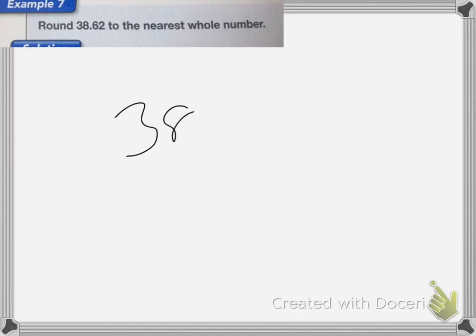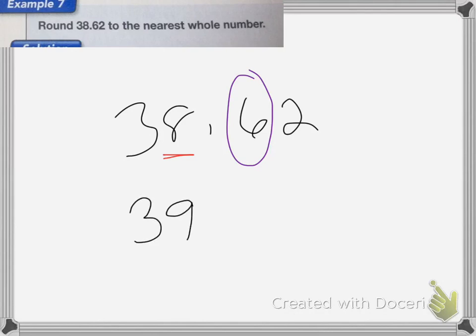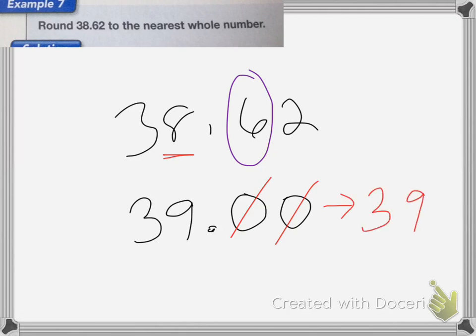Okay. This one, round 38.62 to the nearest whole number. So I have 38.62. My whole number would be the ones place. Okay. I look to the next number to tell me how to round it. The 6 tells me to round the 8 up. So I'm going to round it up to 39. Okay, and then everything to the right becomes zeros. So it's 39. And again, I can go ahead and cross off those zeros, and it would just be 39 as my answer.